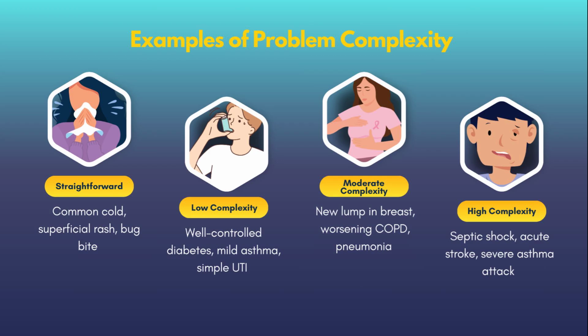Let's look at some real-world examples. A common cold, minor rash, or bug bite falls under straightforward complexity. Low complexity includes stable chronic conditions like mild asthma or well-controlled diabetes. Moderate complexity could be a new lump in the breast, pneumonia, or worsening COPD. High complexity includes life-threatening conditions such as septic shock, an acute stroke, or a severe asthma attack that requires emergency intervention.